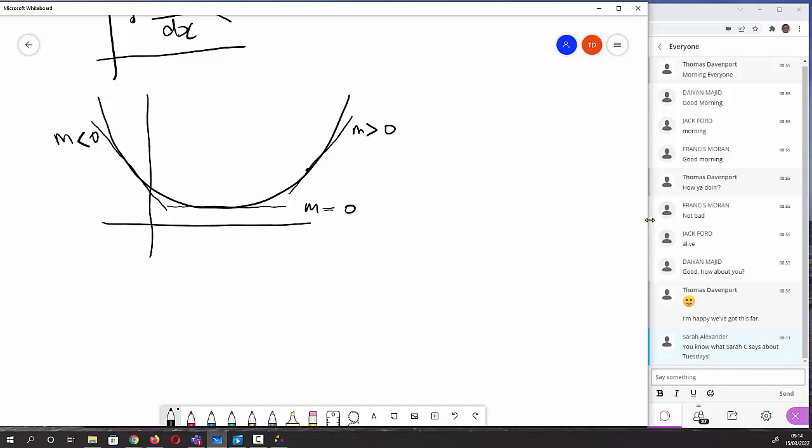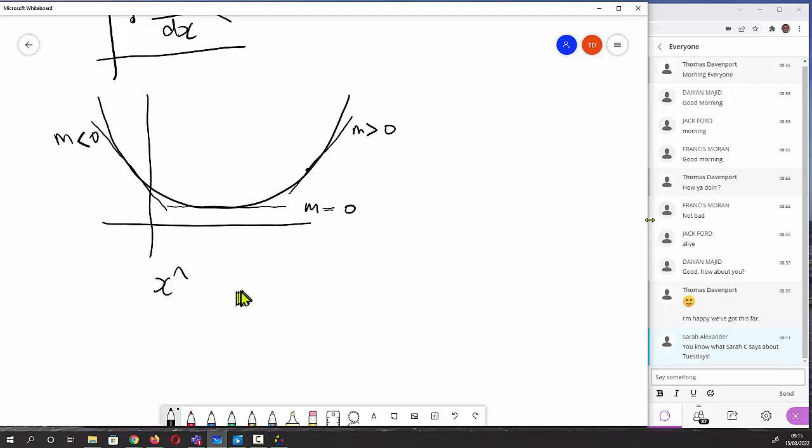Now the question is, how do we calculate these gradients? Because the gradient is always changing. That curve is always changing, so the gradient is always changing. So what we're going to do is to use something called differentiation, and the rules of differentiation are, we take a term like x to the power of n.